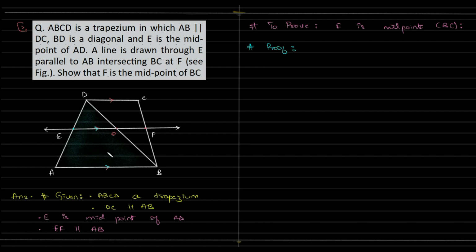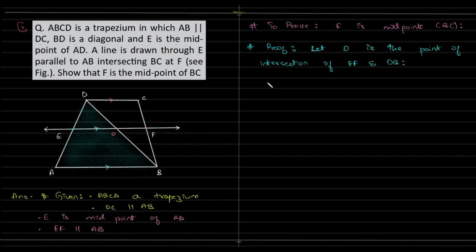If I consider this triangle, which I am shading now, what can we tell? We can tell that as per the converse of the midpoint theorem, point O will be the midpoint of DB. So let's begin with that. Let O be the point of intersection of EF and DB.